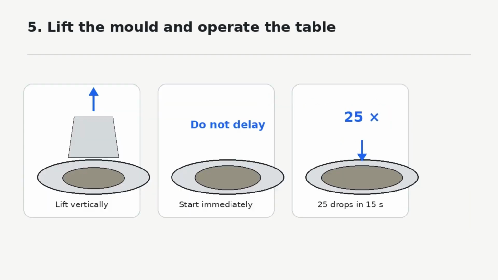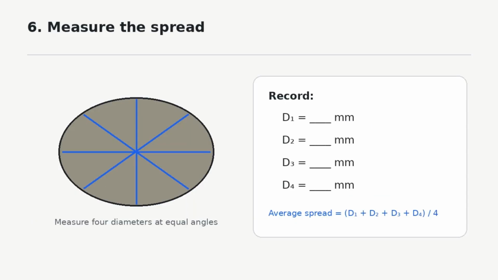Immediately operate the flow table, allowing it to drop 25 times in 15 seconds. Keep the timing and operating method consistent for every mortar mix. After the drops, measure the diameter of the spread mortar along 4 directions at approximately equal angles. Record all 4 readings and calculate the average spread diameter.